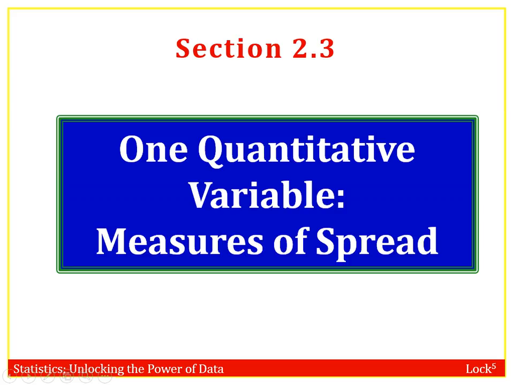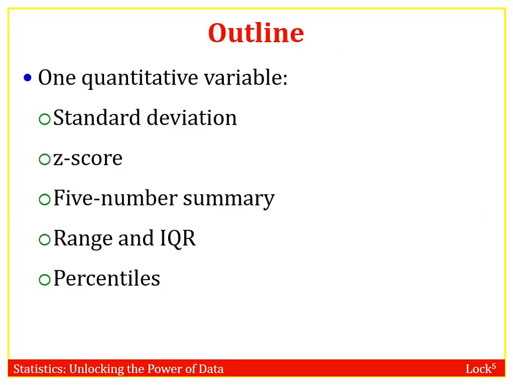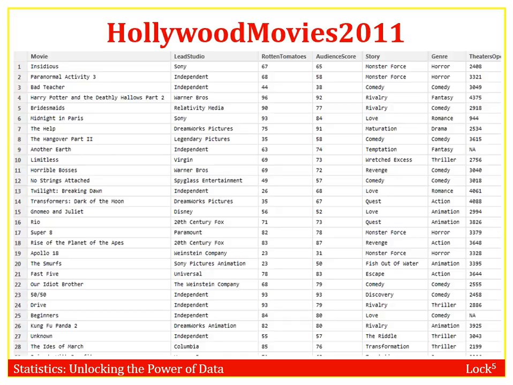We're going to continue to take a look at one quantitative data, and we're going to look more at the measures of spread in this lesson. So these are the things that we're going to talk about: standard deviation, z-scores, the 5-number summary, range and the interquartile range, and percentiles. Once again, we're going back to that movie data that we looked at in the last lesson.